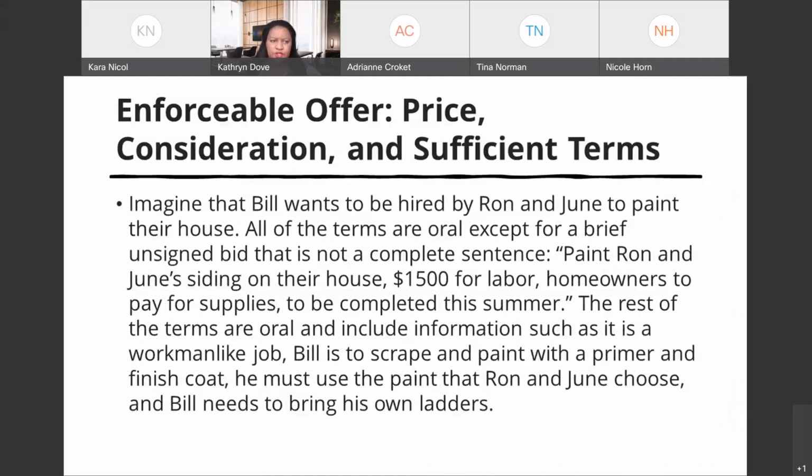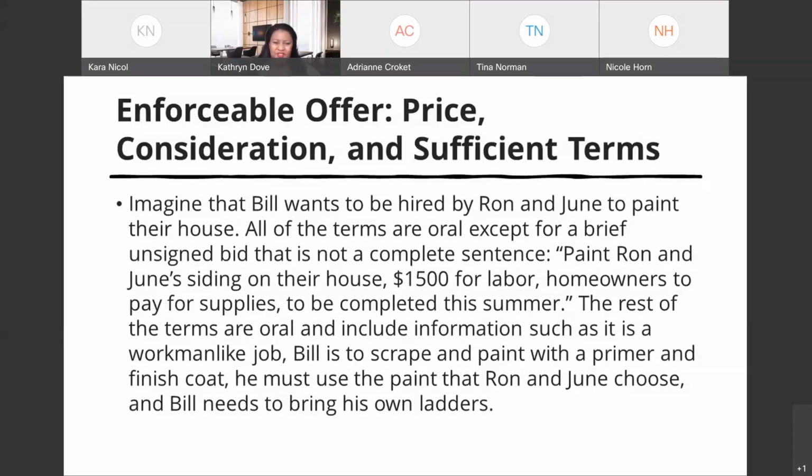Let's look at a scenario. It's a very common scenario. It is a contract for repairs on a home. This happens every day. Imagine Bill is a contractor. He wants to be hired by two homeowners, Ron and June, to paint their house.